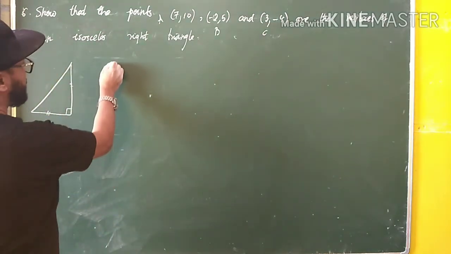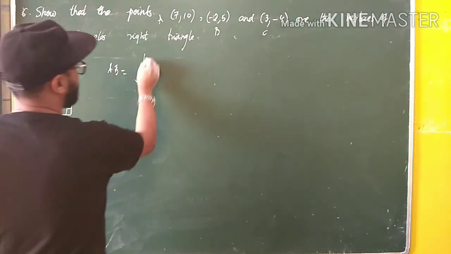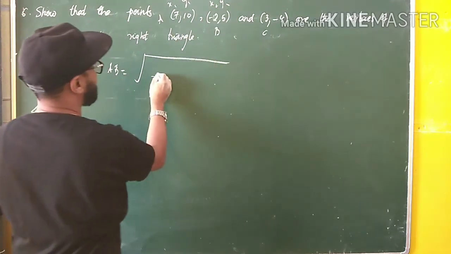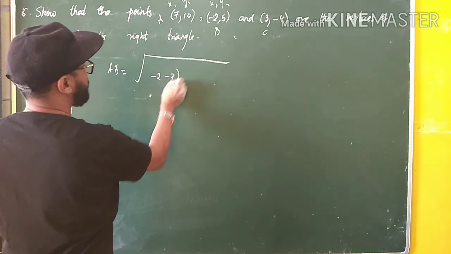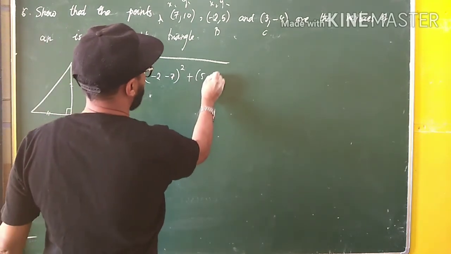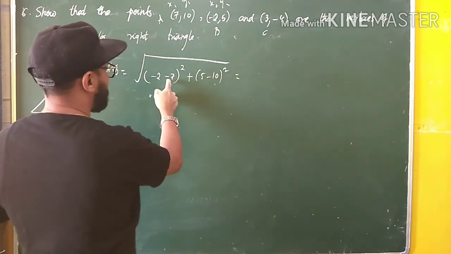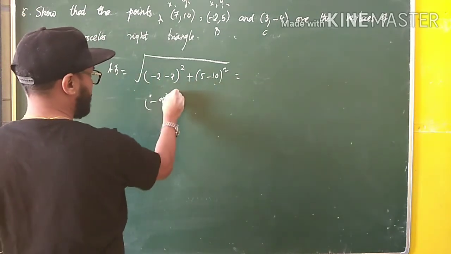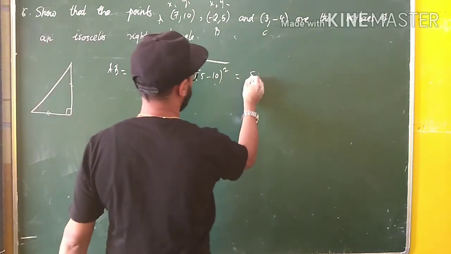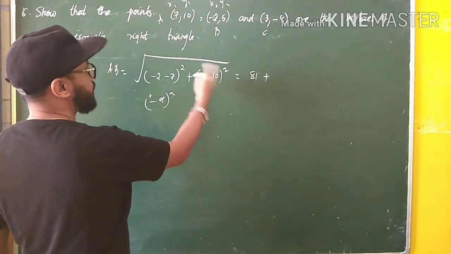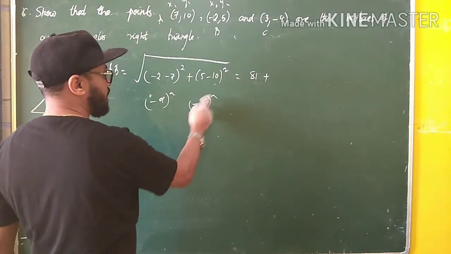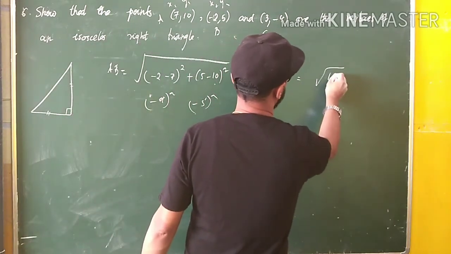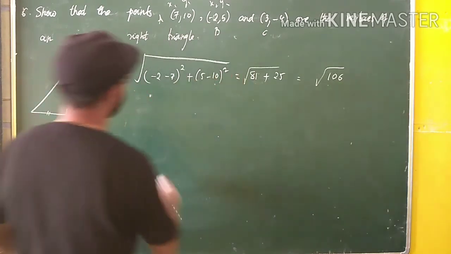So what we do, first we find AB. So now we know the formula. So let's take it as x1, y1 and x2. So this is x2 minus x1 whole square plus y2 minus y1 whole square. This will give you 7 square, that is 49, and this add 81. So we'll get minus 9 whole square. Minus into minus will be plus. So 9 square is 81, plus 10 minus 5 is minus 5. So minus 5 square, minus into minus is plus, 5 square is 25. So this will give you 106.